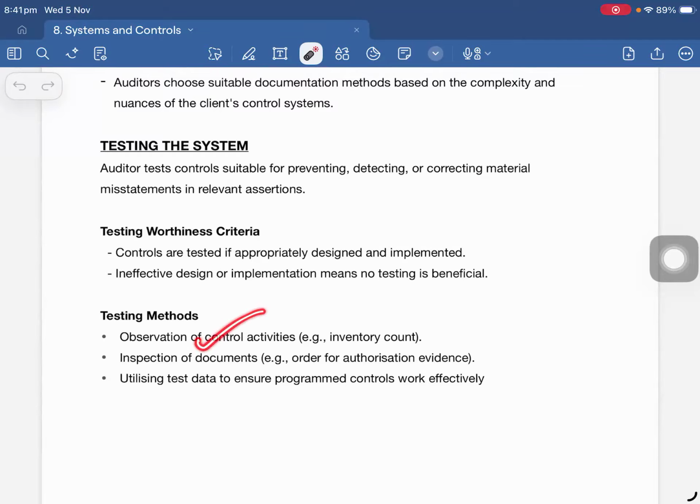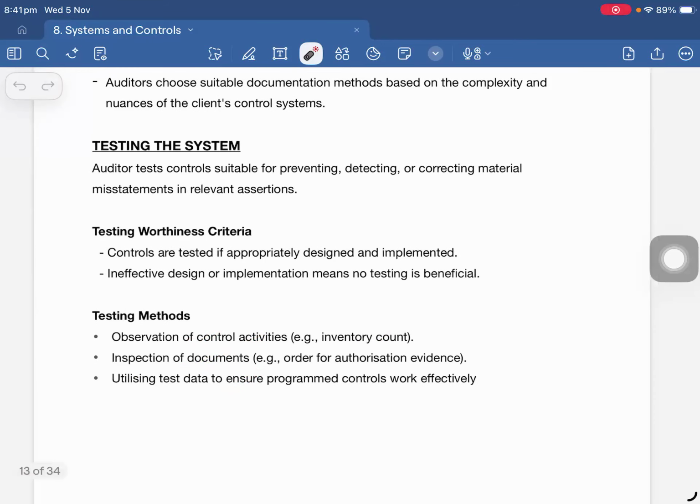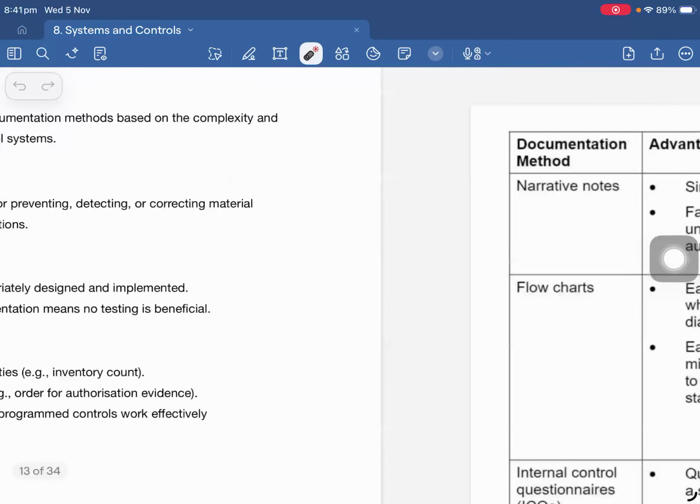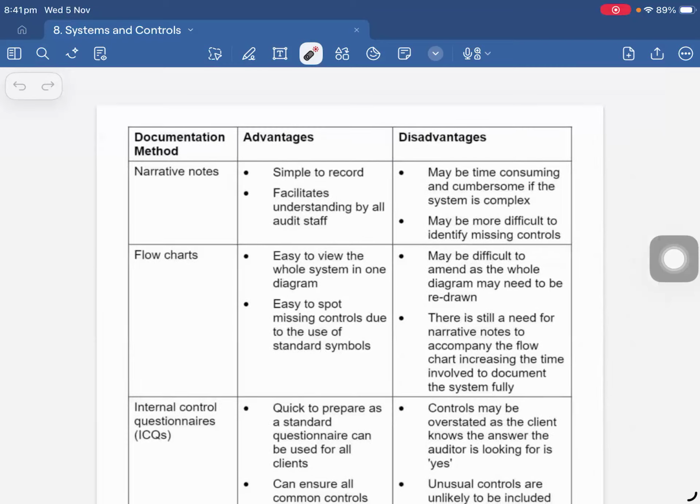First one is observation. That means you can look and see. Second one is you can actually inspect the documents to see whether a control that they say is there is actually there. Next is you can use the test data. That is, with the computerized audit technique, you can test the data.